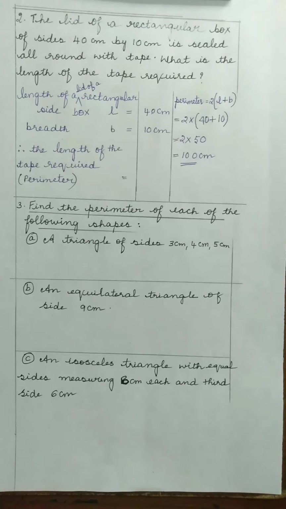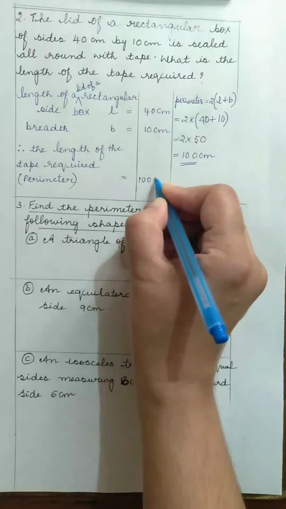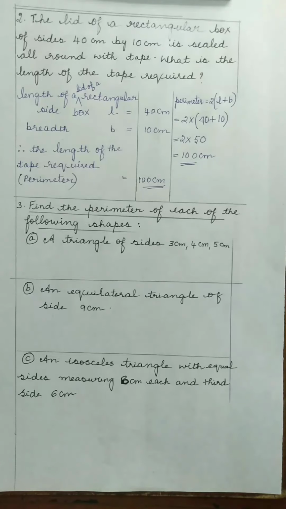Therefore, the length of the tape required will be equal to 100 centimeter. The length of the tape required is nothing but the perimeter we need to calculate. Therefore, the answer will be equal to 100 centimeter.